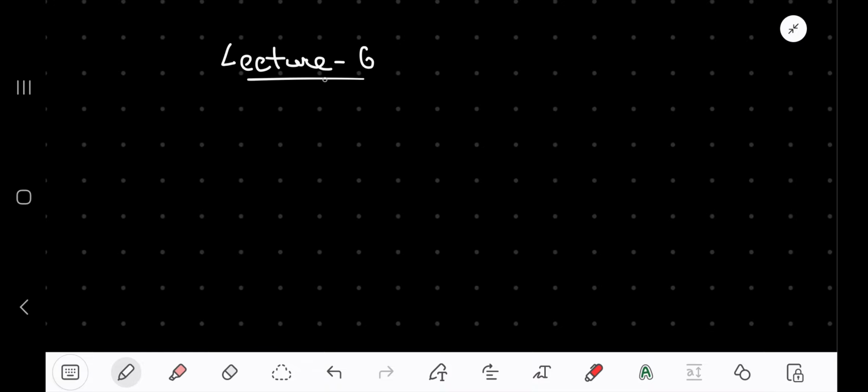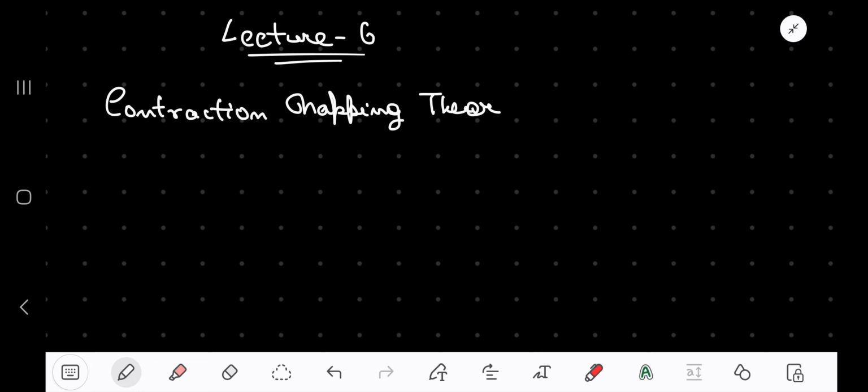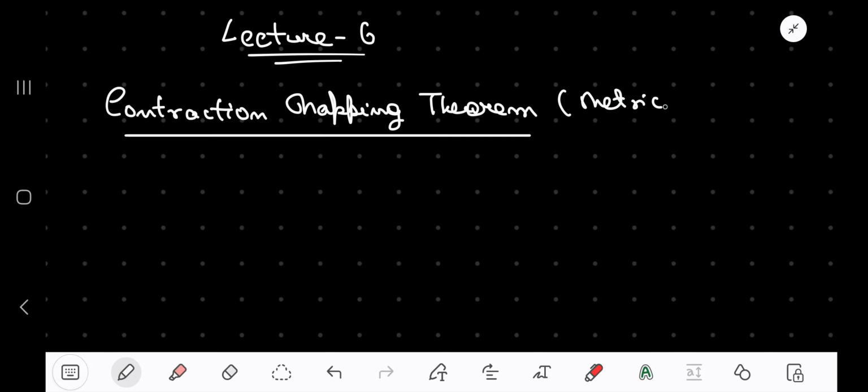Lecture 6. And in this lecture, our goal is to study the contraction mapping theorem. The contraction mapping theorem should actually be a dedicated topic when we study metric spaces. But we are studying derivatives as linear transformations, and the linear transformations are being studied over Euclidean spaces, and Euclidean spaces are metric spaces.